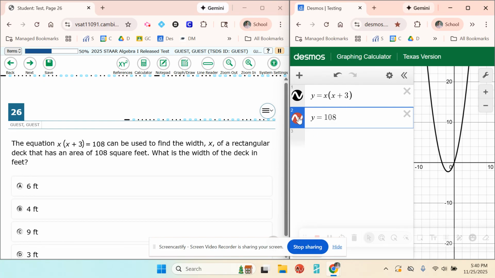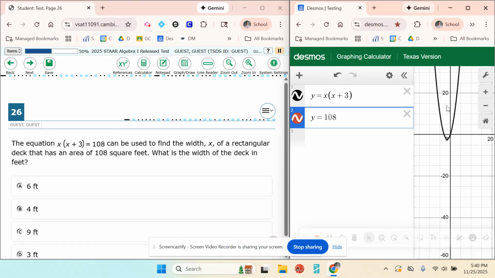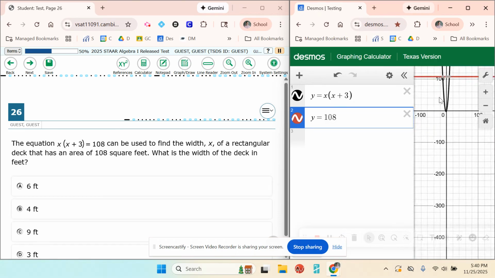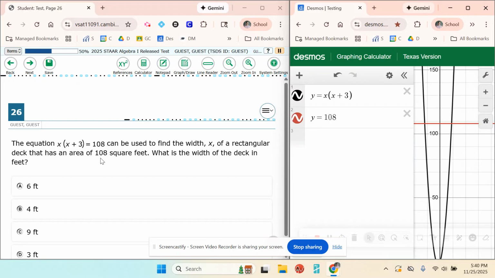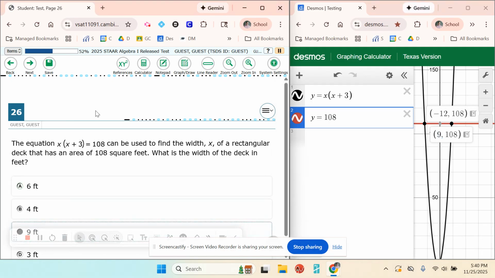So I know there's supposed to be a red somewhere, so I'm going to zoom out until I can find it. And now what you'll notice is that it crosses twice. But we're talking about a real world situation right now. So if I click on this left one, it says negative 12. I can't have a negative 12 foot long deck. So I look on the other side, 9 feet is the one I'm going to go with. And in case I didn't make it clear, always look for the first number, the number on the left. That is the one that you want.